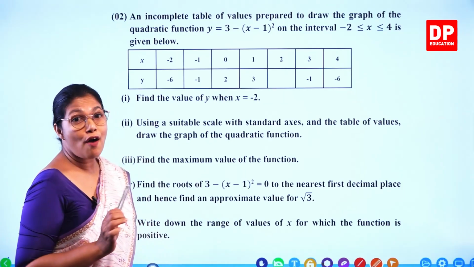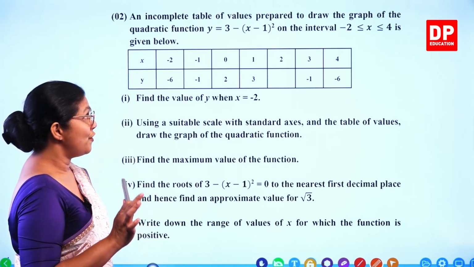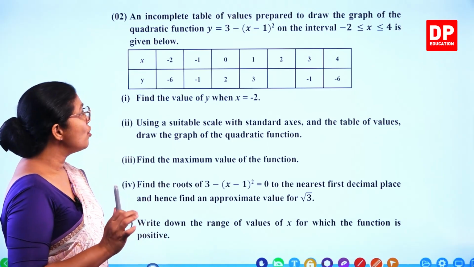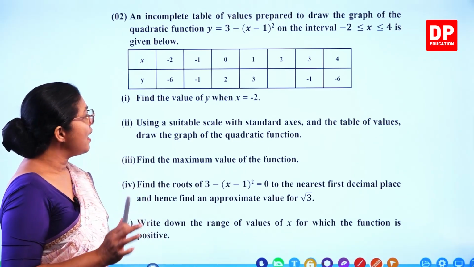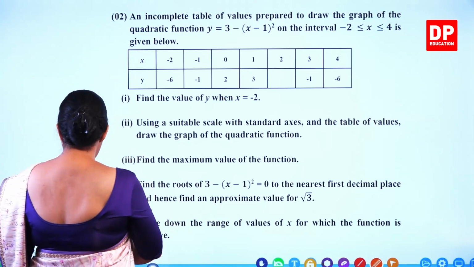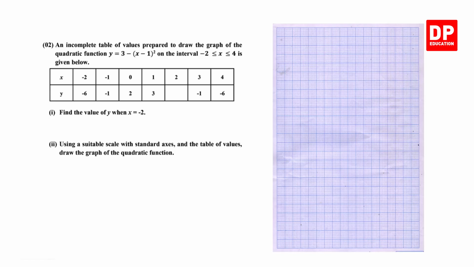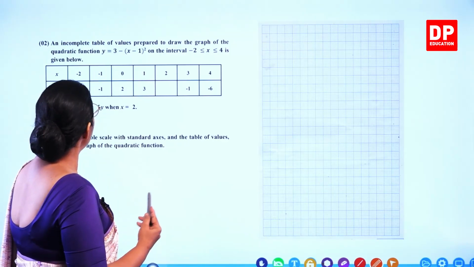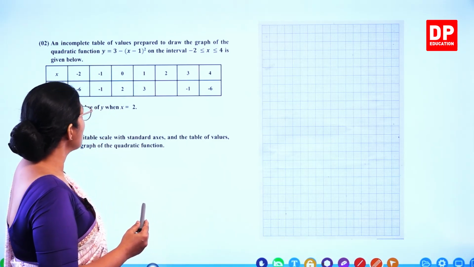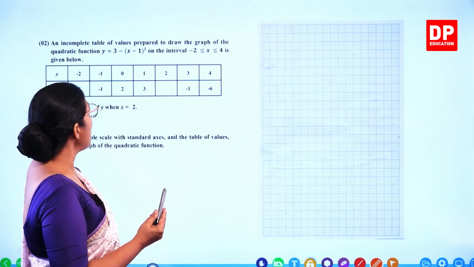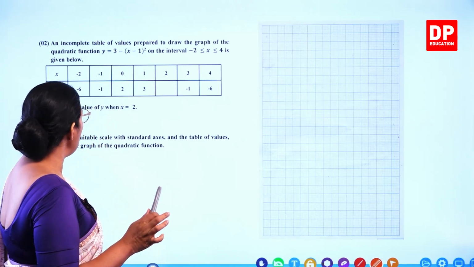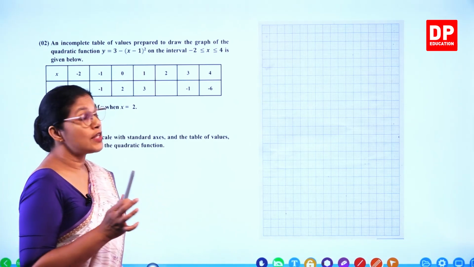Question number 2 is a graph question. First you have to fill in the blanks and then ask for graph paper to draw this graph, and then using the graph you can answer all the questions. So question number 2: an incomplete table of values prepared to draw the graph of the quadratic function y equals 3 minus (x minus 1) squared on the interval -2 to 4 is given below. Find the value of y when x equals 2.